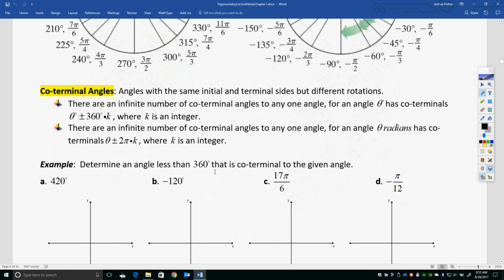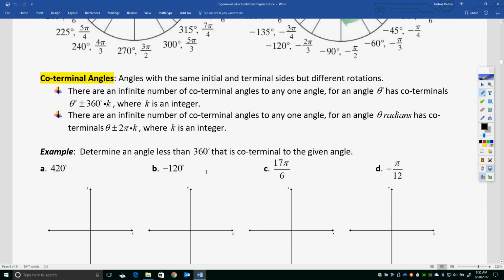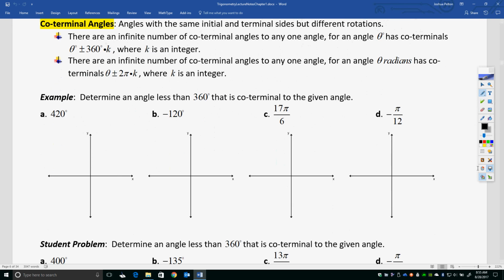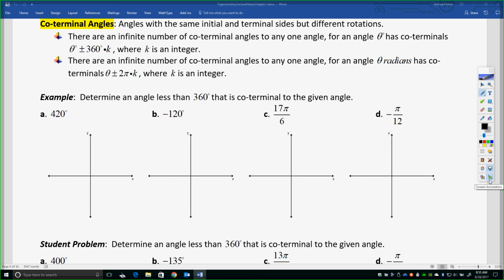Now we have to do coterminal angles. Coterminal angles are angles with the same terminal side, because you can go 2 directions in the unit circle.